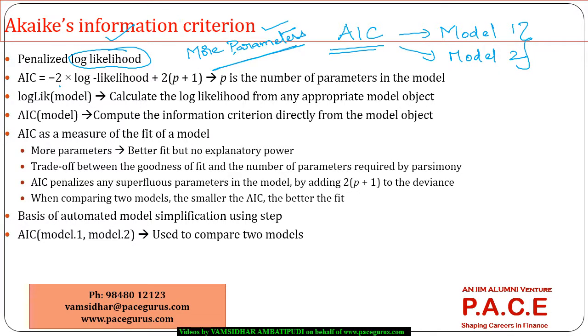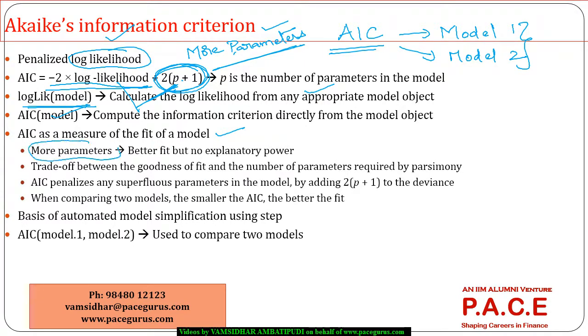If you see here, AIC is computed as -2 times log likelihood plus 2 into p plus 1. P is the number of parameters. So if more parameters are there, I will get the 2 into p plus 1 value to be much higher. The log likelihood of the model is calculated for any object, and AIC is computed based on the log likelihood along with 2 into p plus 1. So it is a measure of the fitment of the model. If I have 2 models, 3 models, and I have to compare between them, then AIC comes into the picture.